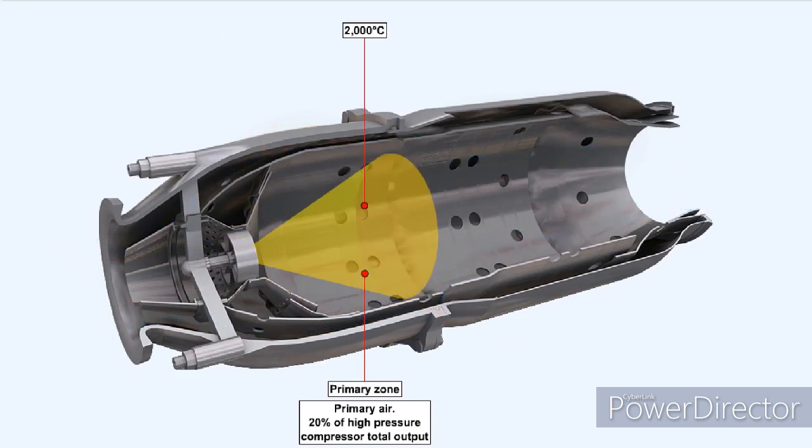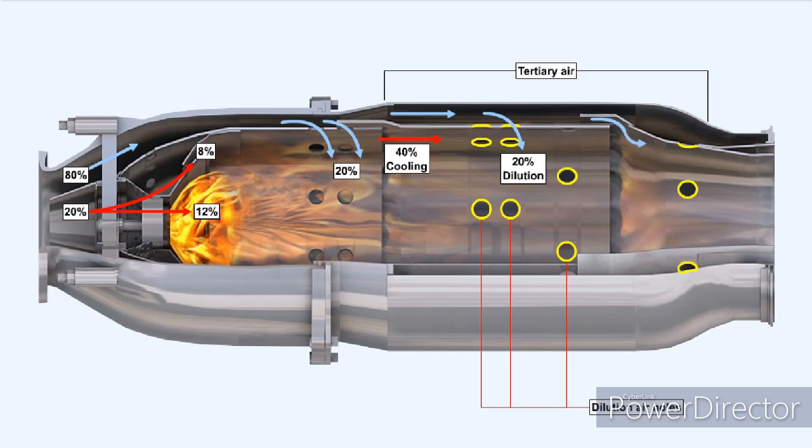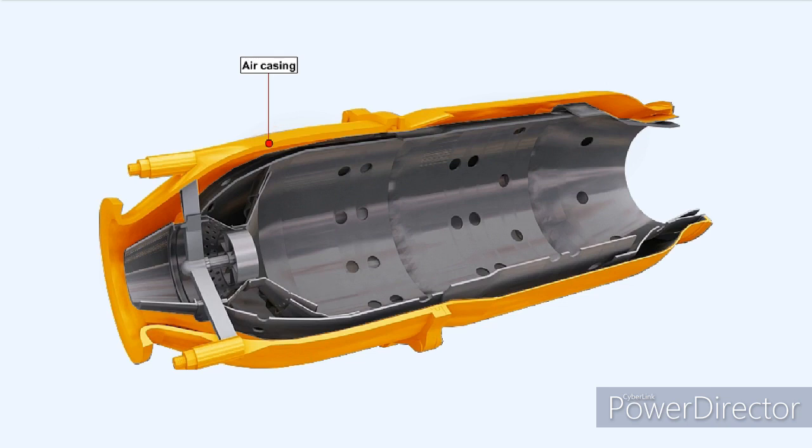The temperature of the gases at the center of the primary zone reaches about 2000 degrees Celsius. This is far too hot for the materials of the nozzle guide vanes and turbine blades, so a further drop in temperature is required before the gases can be allowed to exit the combustion chamber. The remaining 60% of the total air coming out of the high-pressure compressor is progressively introduced into the flame tube through corrugated joints and dilution air holes in the flame tube. This air is called tertiary air. Tertiary air is used to cool both the air casing and the gas exiting the chamber.